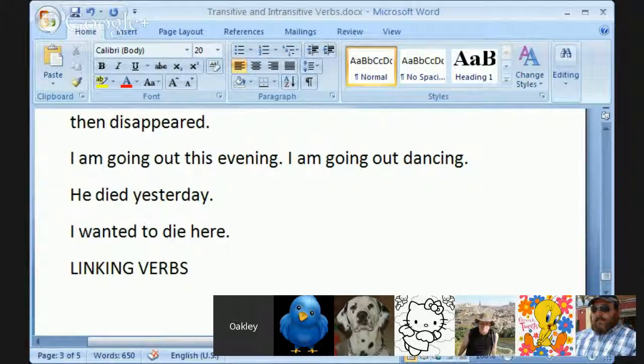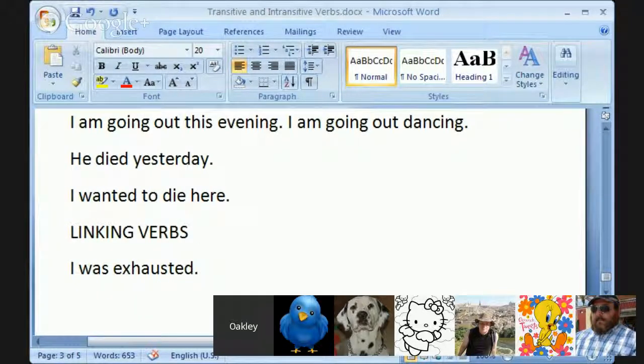All right, let's try this. Alejandro, can you give me a linking verb sentence? Followed by an adjective. I was exhausted. Okay, very good. That works. I was exhausted. Terrific.